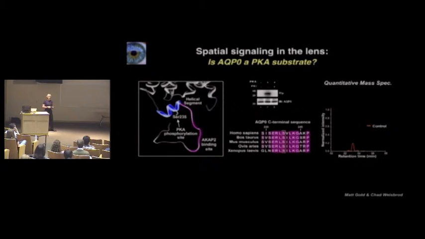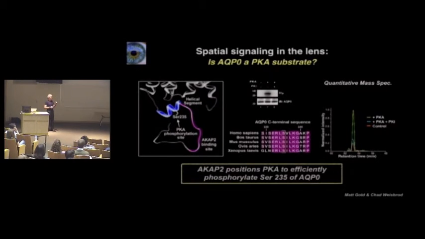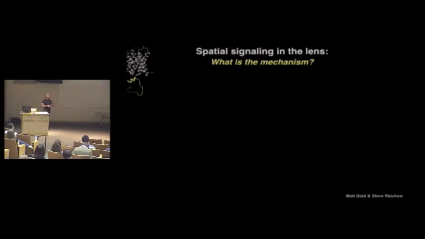Even though it's an important phosphorylation site, you can induce its phosphorylation. This is shown by quantitative phosphomass spectrometry using phosphoproteomics. We can induce phosphorylation almost fivefold, and we can block it by treatment of the extracts with PKI. So the take-home message is that this AKAP, which is called AKAP2, name doesn't matter, positions PKA to efficiently phosphorylate serine-235 of aquaporin 0. Why, and what's the mechanism?